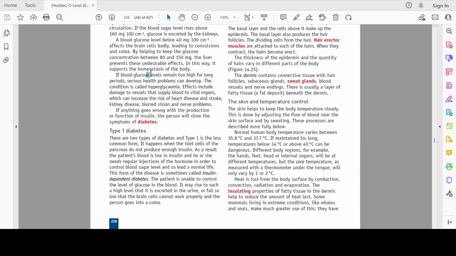If it's too high for too long, then serious health problems can develop. This is a condition called hyperglycemia, and it can affect your vital organs and everything. Blurred vision, kidney disease.